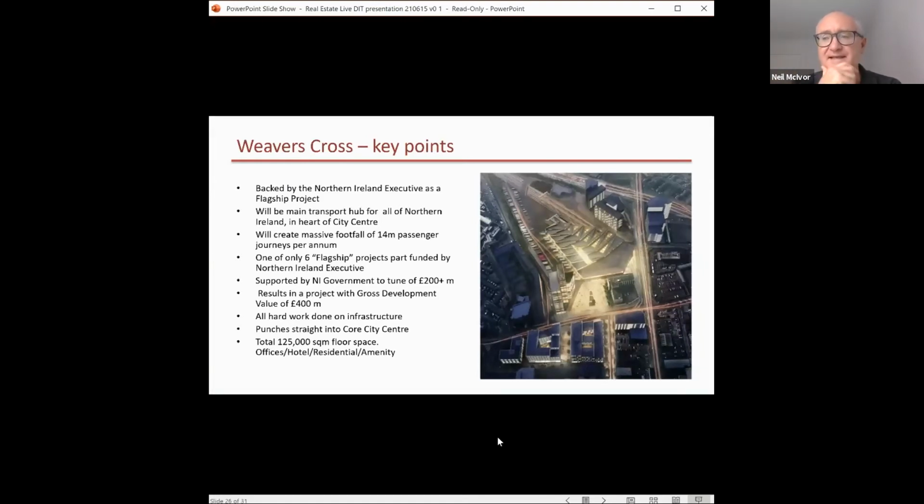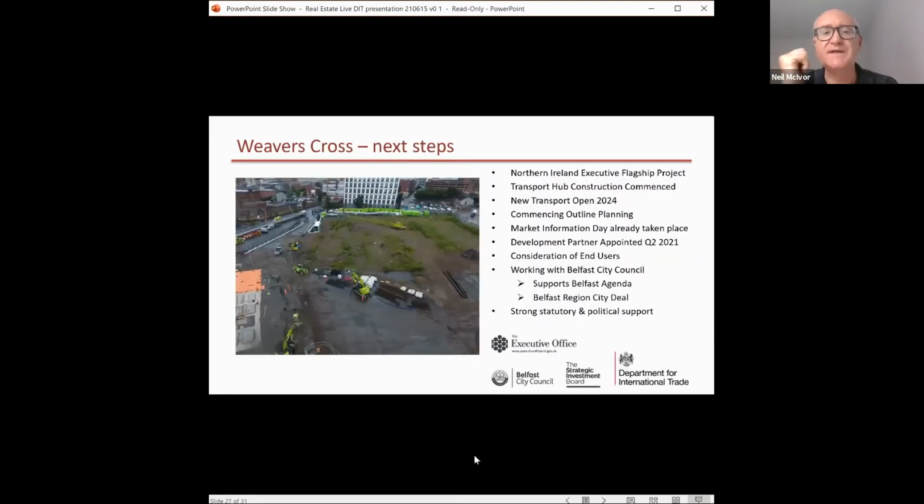The key points to take away with regard to this opportunity are really 3 things. The first thing is it's backed by the Northern Ireland Executive. And in fact, our own minister was at the market launch day in autumn of last year. And you can't say that about all the projects that we have, but you can say it about this one. We've got the full weight of government behind it. It will be the main transport hub for the entire region, which creates a footfall of about 14 million passengers annually. So you can imagine how busy this location is going to be.